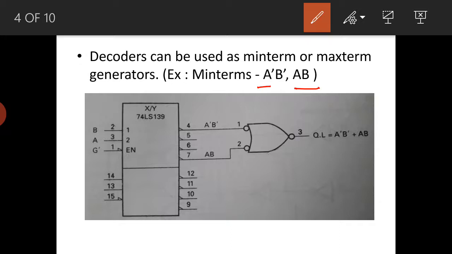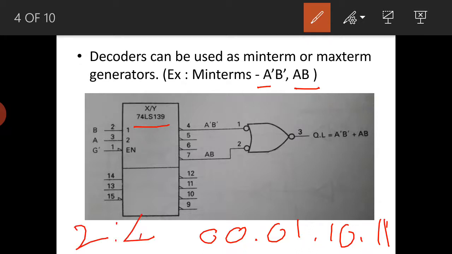So the decoder, as we know, will give the output at 00, 01, 10, 11. This 74LS139 is, as I told, a 2-to-4 decoder. So what is the meaning of a 2-to-4 decoder? Whenever the inputs are 0 0, the first output will be active. It can be active low or active high, but it will be active. Whenever 0 1, the second output; 1 0, the third output; and 1 1, the fourth output.